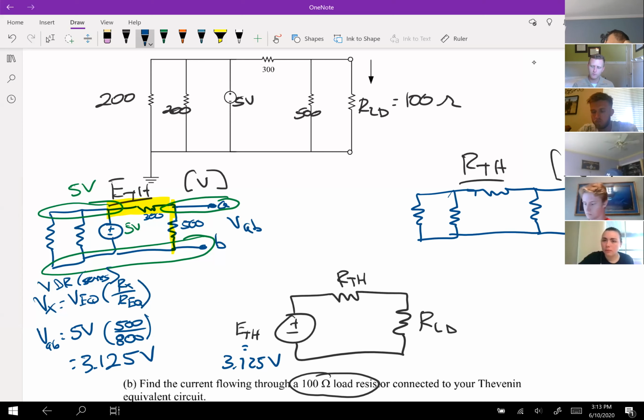The source was going right here, and so it is a wire now. It is a short, 0 voltage. There's no voltage drop across that. And what we're looking for, I'll label the nodes in green again, we're looking for the resistance total going from A to B.